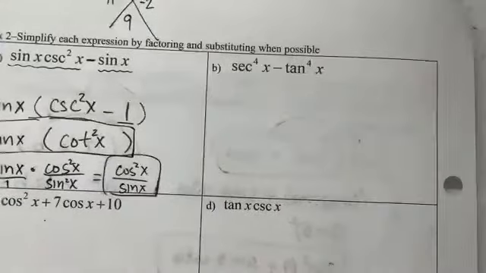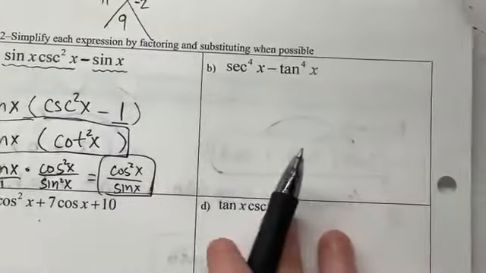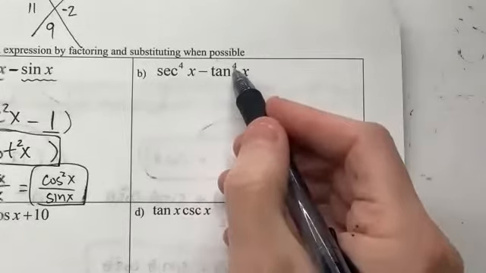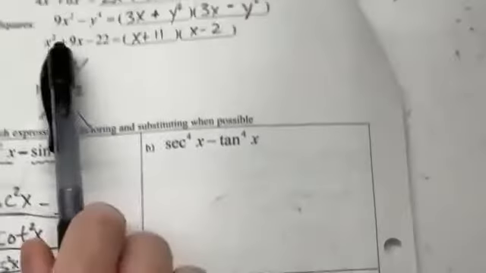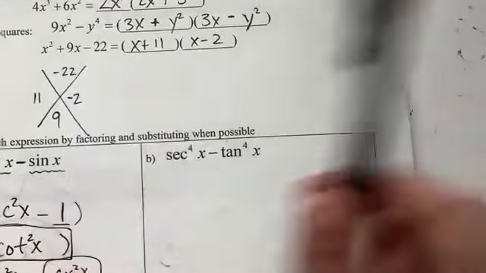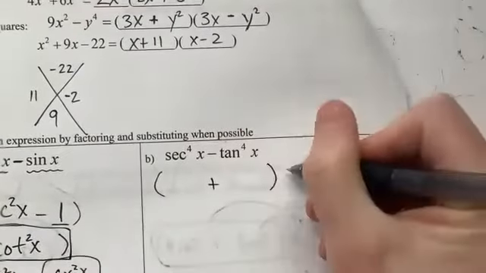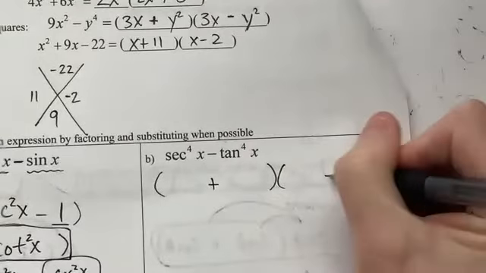So that's the first one. It's kind of a lot in that problem. This one over here is just something to the fourth minus something to the fourth. So this is a difference of squares, kind of like the one up here. If you factor this, you should be able to factor it into something plus something and something minus something.